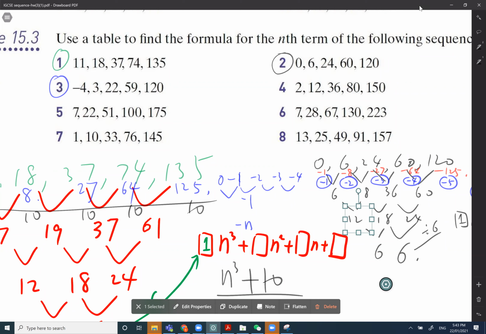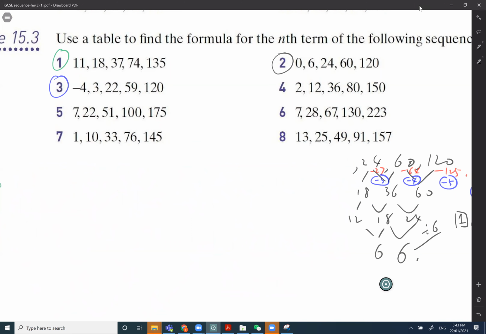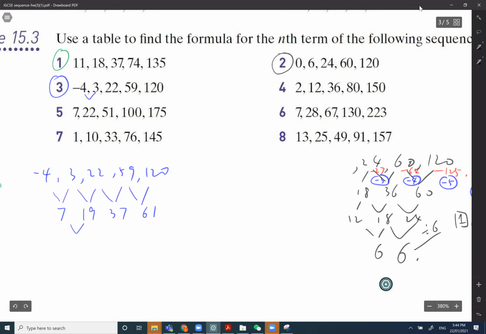Let's check again the difference. Probably finally we got 6 as well. Number 3. 3, 22, 59, 120. 7, 19, 37, 61. The difference, difference: 12, 18. They all 6, hey? Which means in the formula, again, we got n cubed.